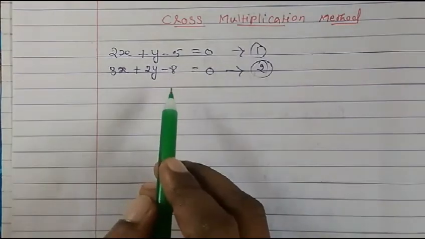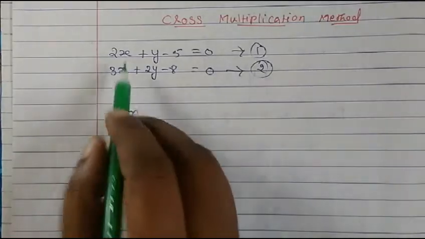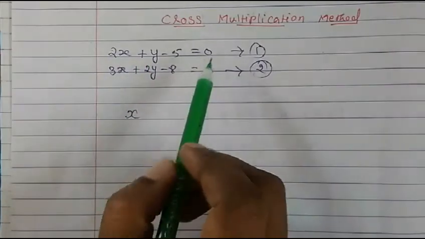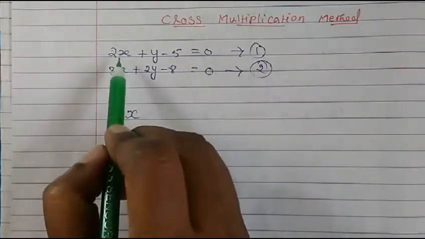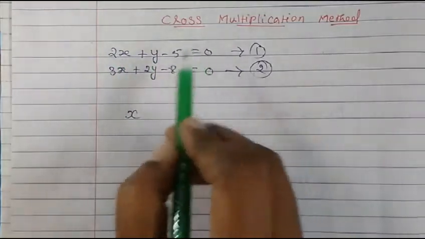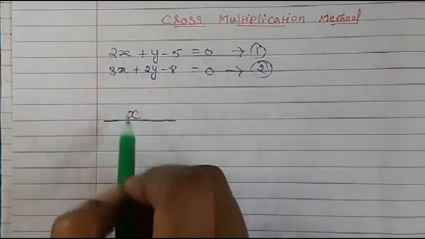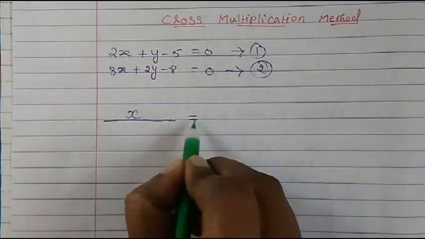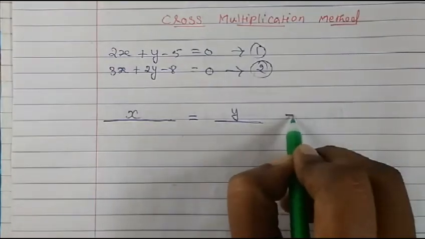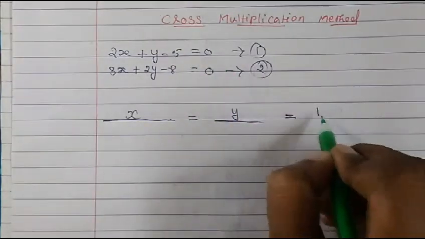So for the cross multiplication method, first you write down the variables. We have x, we have y. You know the general form for a pair of linear equations, we have studied it: ax, by, and c. So the variables are x and y, but for c a variable is not there, so we will consider it as 1. First write variable x, put the equals sign, then write the second variable y, put the equals sign, and then for c we don't have a variable, so we put 1 here.